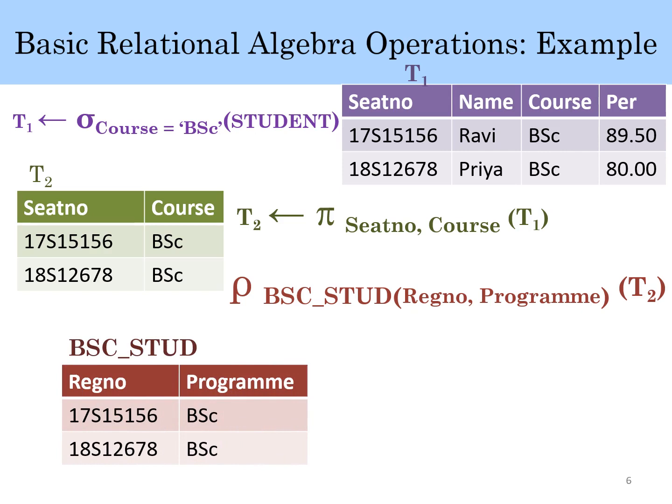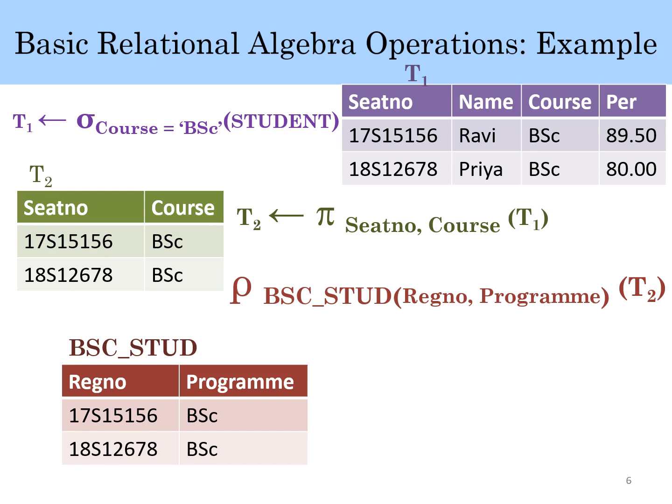See, these are the three basic relational algebra operations, and we have noticed one thing here, that only one table is involved in these operations. We have taken only the student table. So these are called unary operators, or this operation is called a unary relational algebra operation.